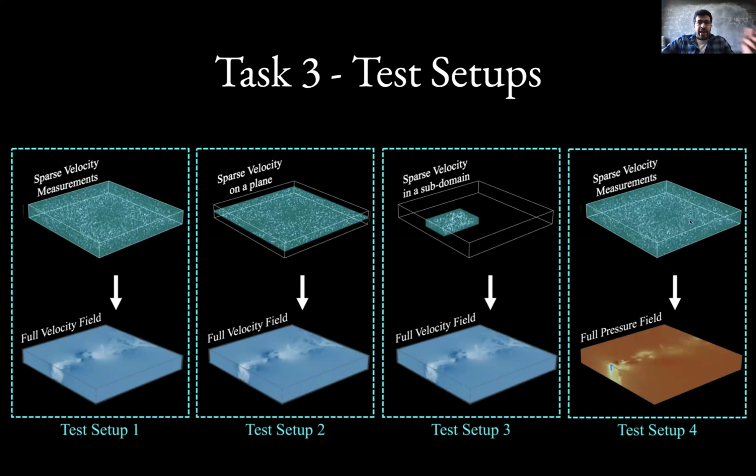So practically, you can measure only the velocity information correctly. So we respect that and we try to adhere by that. And subsequently, the only information provided to the model as the input was sparse velocity measurements in the subdomains in these test setups.